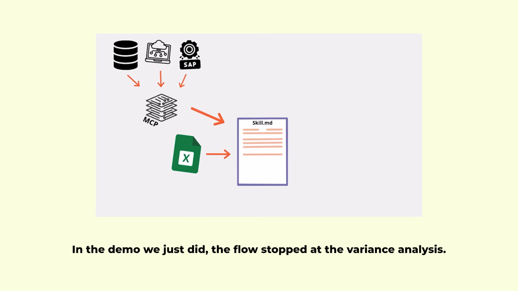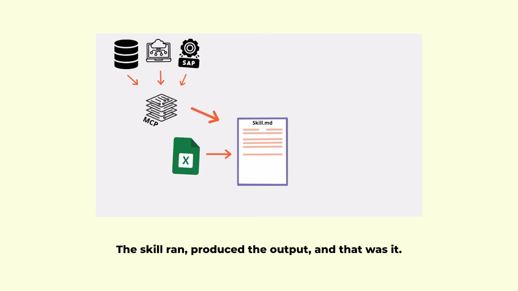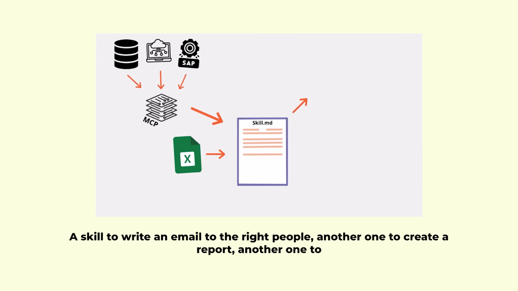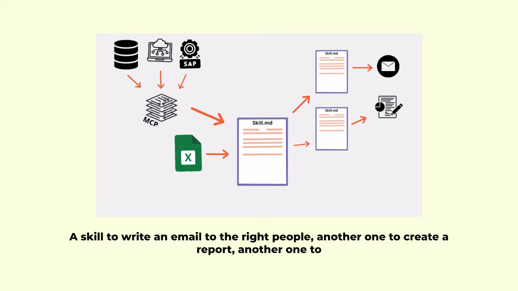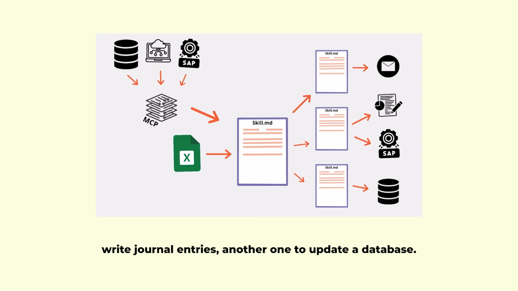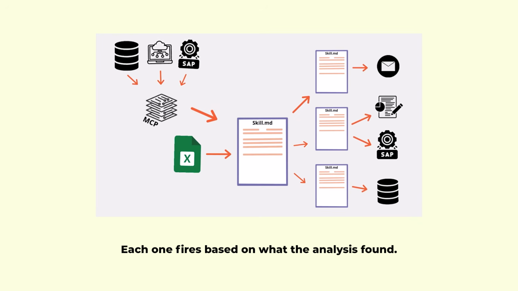In the demo we just did, the flow stopped at the variance analysis. The skill ran, produced the output, and that was it. But it doesn't have to be that way. What if one skill could trigger others? A skill to write an email to the right people, another one to create a report, another one to write journal entries, another one to update a database. Each one fires based on what the analysis found.